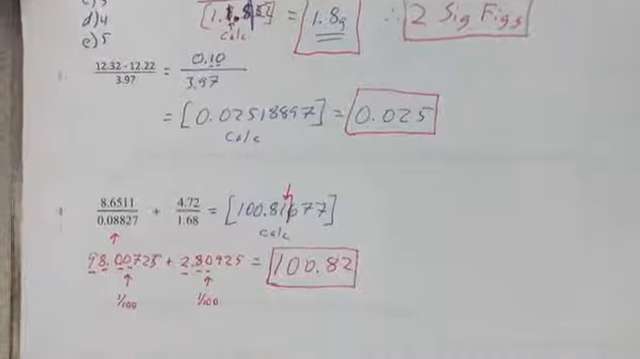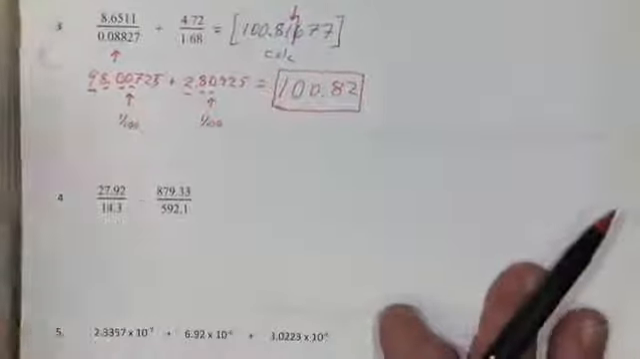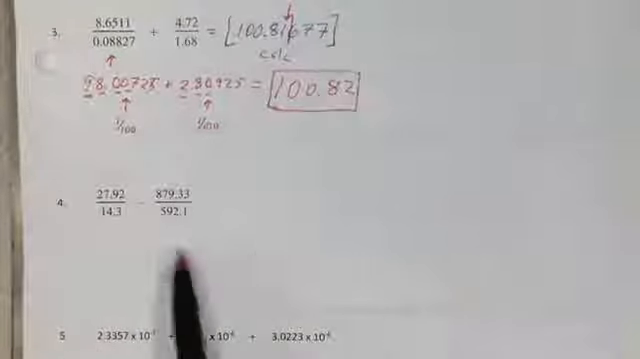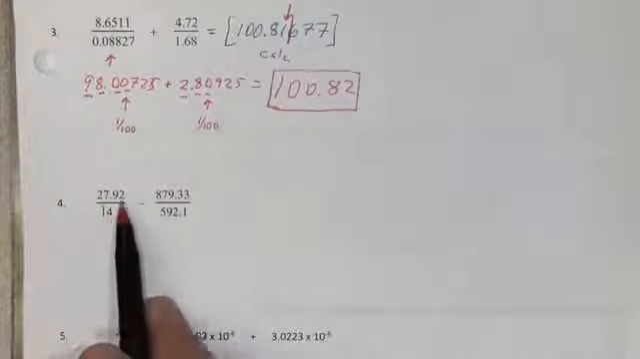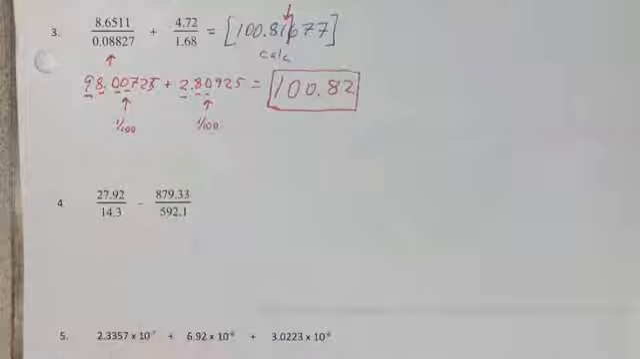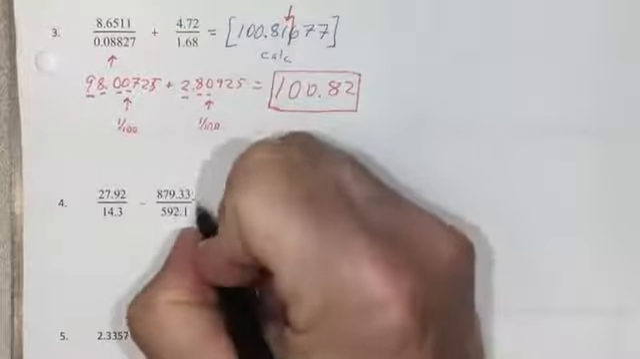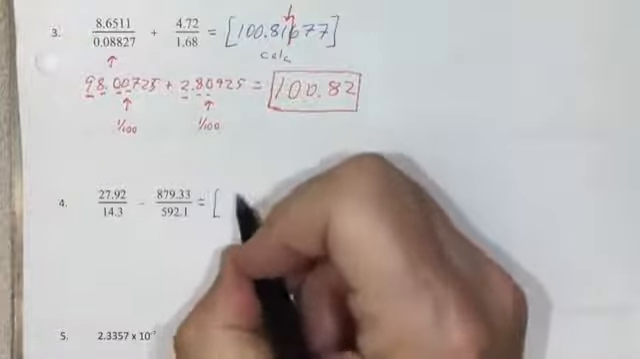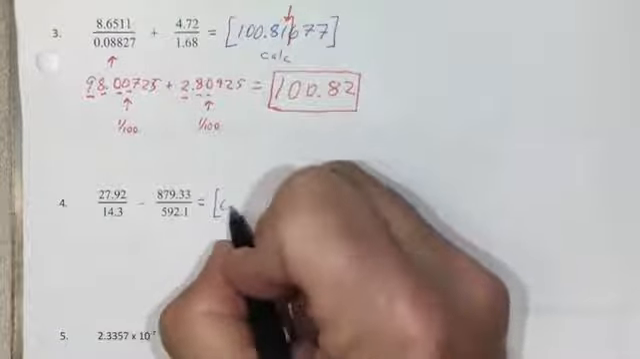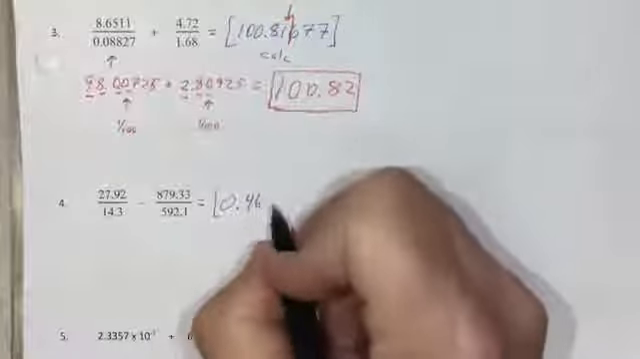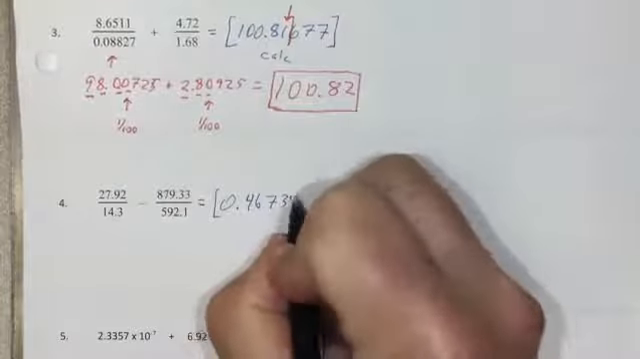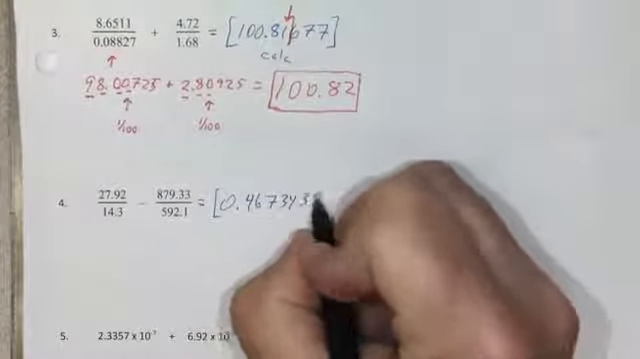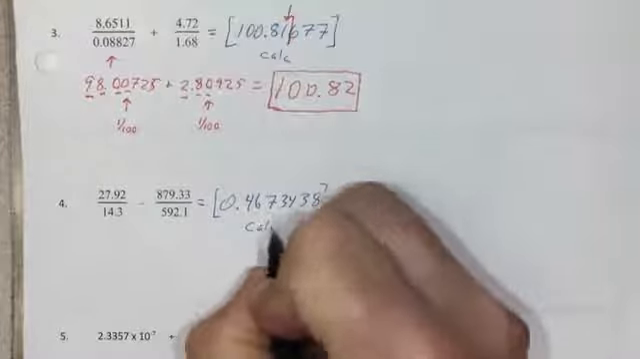Okay, let's do one more of these combined problems where we're combining addition, subtraction, multiplication, and division. So in this case, I'm going to do this all the way through in my calculator to get a calculator answer. And the calculator answer that I get whenever I do this all the way through is 0.46734368. This is the calculator answer.